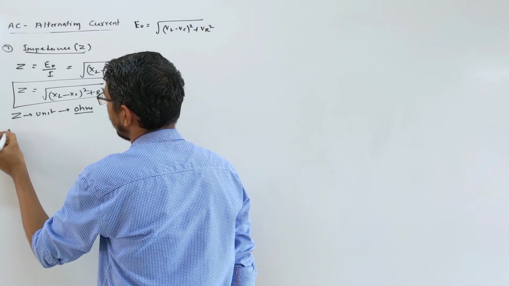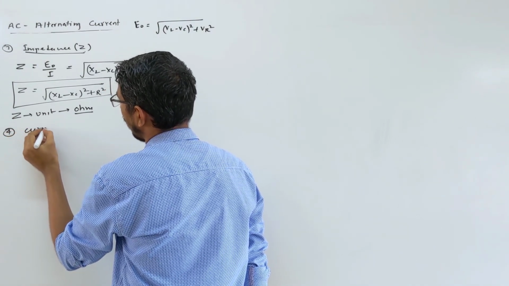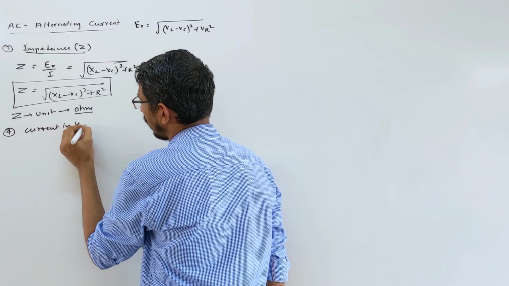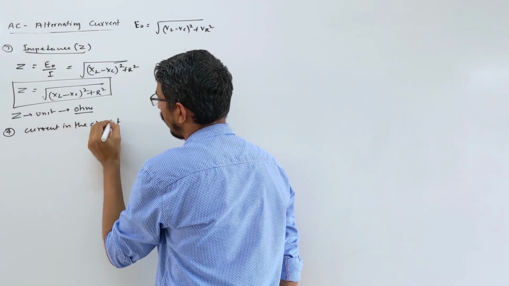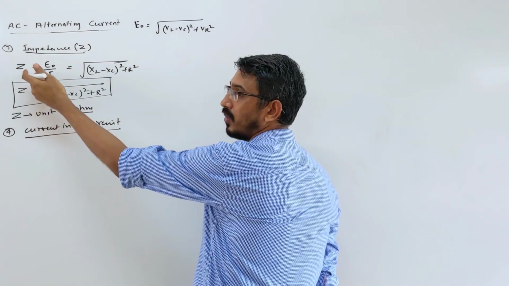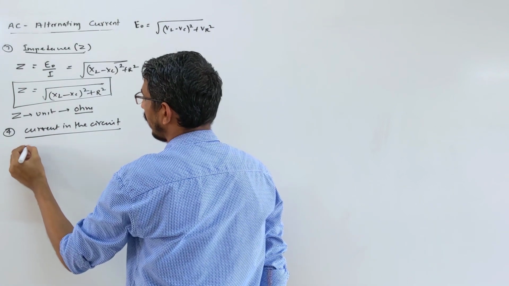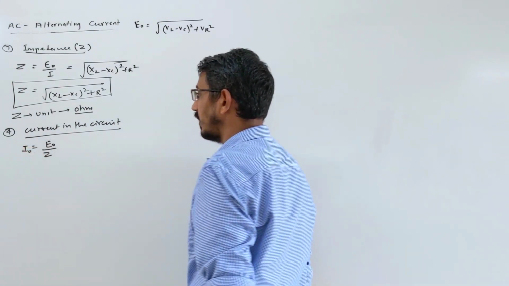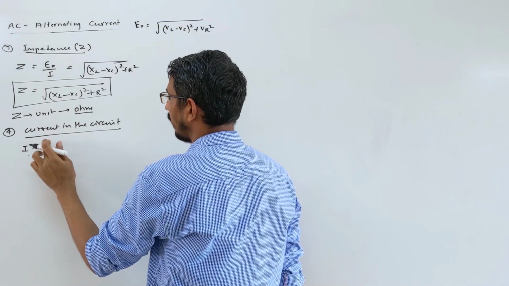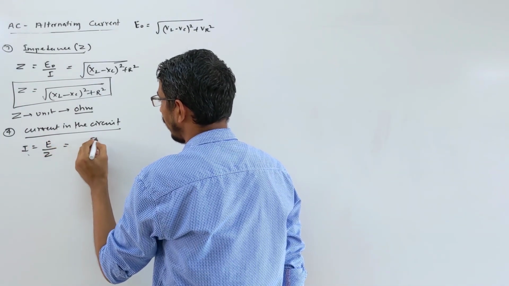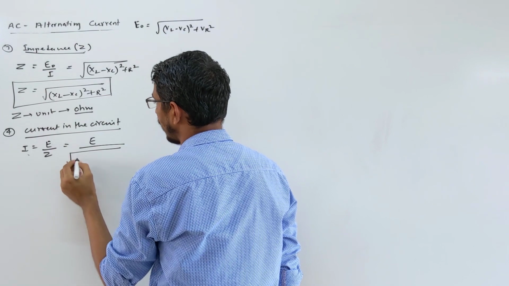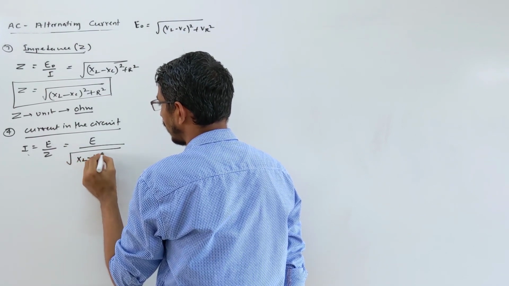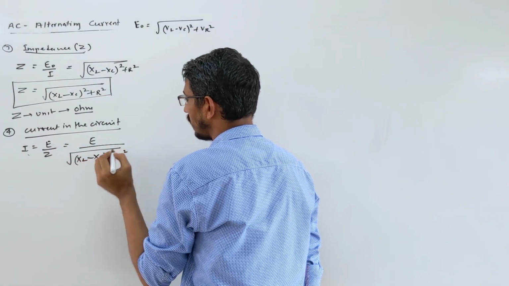So now let's see the next, current. What is the current in the circuit? Same formula only, you can write. Current I you can write simply E naught by Z. That gives you the maximum current. Or for RMS current, E by Z, or you can write E by root of (XL minus XC) square plus R square. Like this way also you can write.